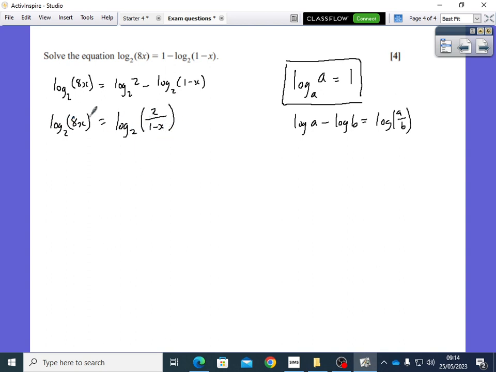Now these are just log to the base 2 and log to the base 2, and these are in brackets. There's no add or subtract, they're multiples. Now you can go on to just cancel that. Make sure you know that you can't just cancel in other cases, because logs are just dealing with powers.